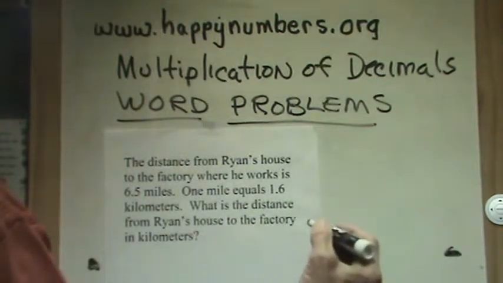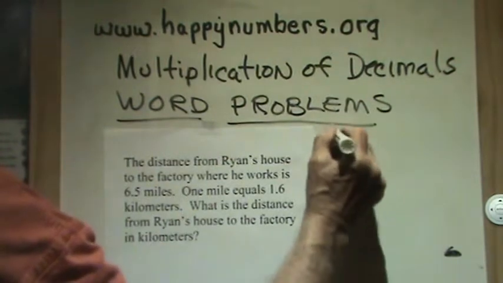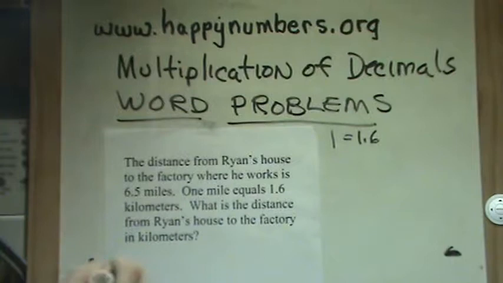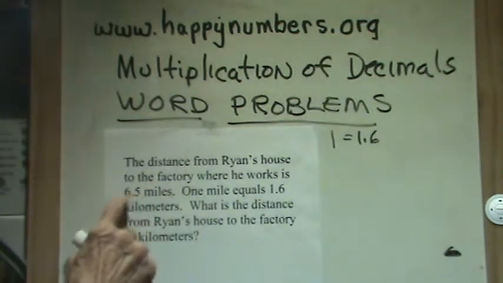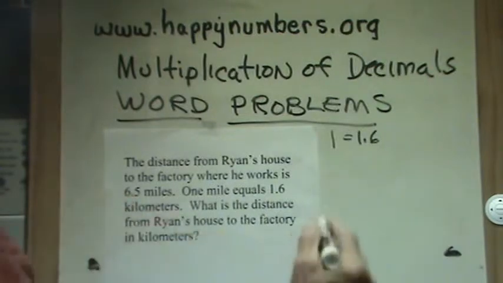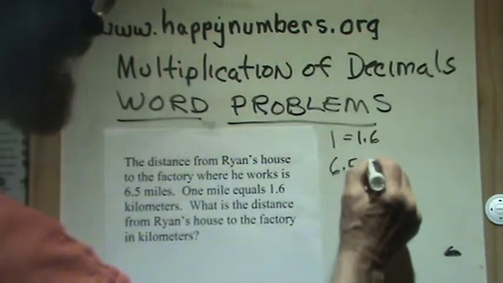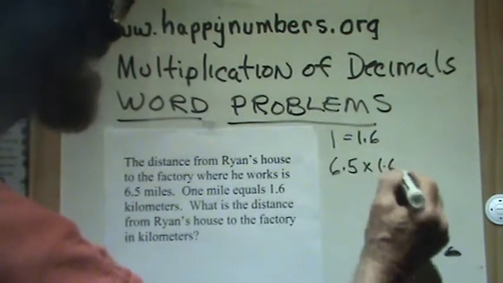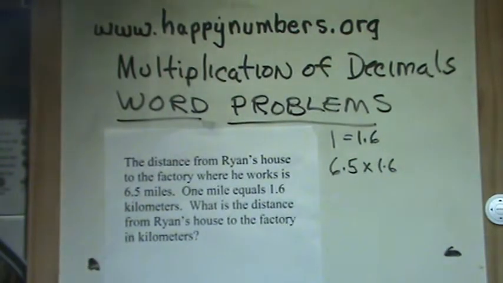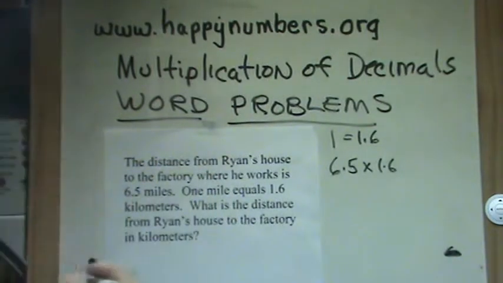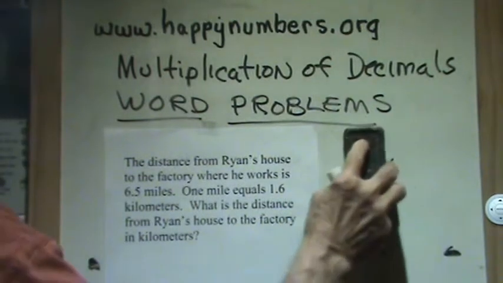Well, if 1 mile equals 1.6 kilometers, and the distance from his house to the factory is 6.5 miles, if we multiplied 6.5 miles times 1.6 kilometers, we would get the distance in kilometers from Ryan's house to the factory. So let's do that. Let me erase this, set the problem up.